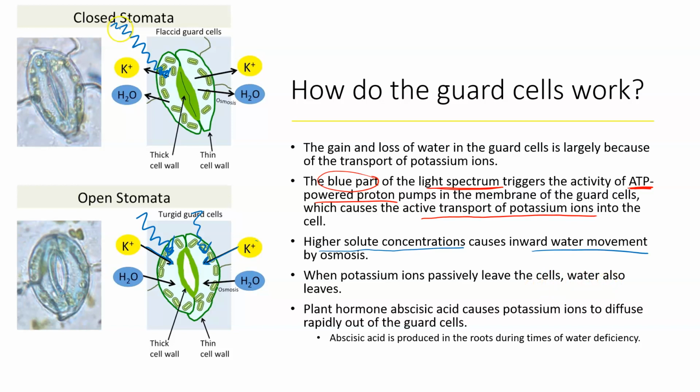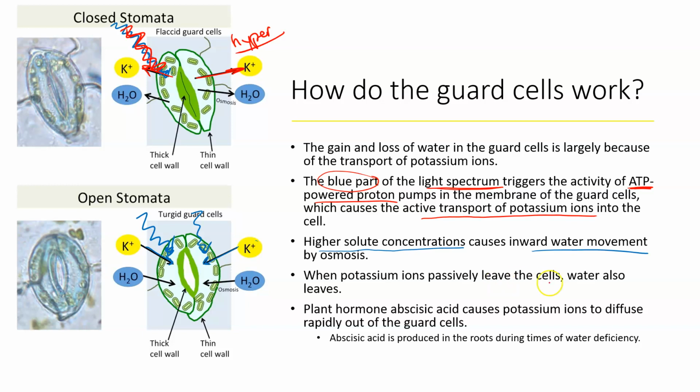So in times of no blue light, if I turn off this light, no more blue light, then all of a sudden there are no proton pumps. These potassium ions have to be shuttled out, and because they're shuttling out, this becomes the hypertonic side, and therefore the water leaves as a result of all of those solute molecules moving. The water follows the solute, right? Water is going to follow the solute, and in this case, the solute is the potassium ions.